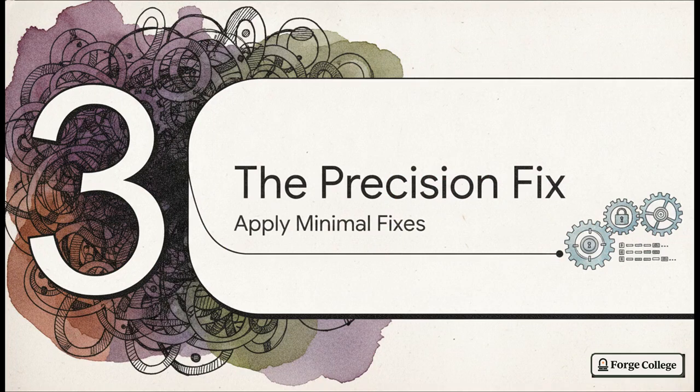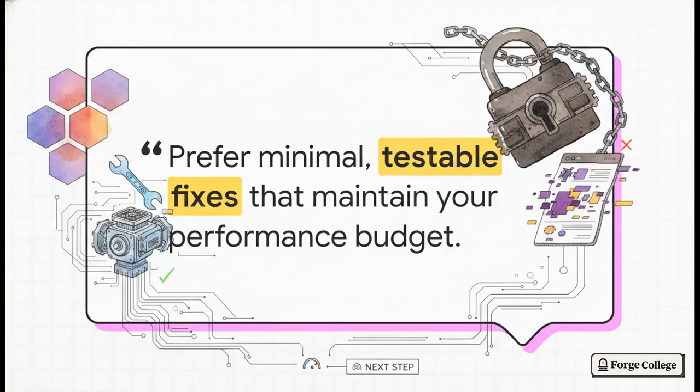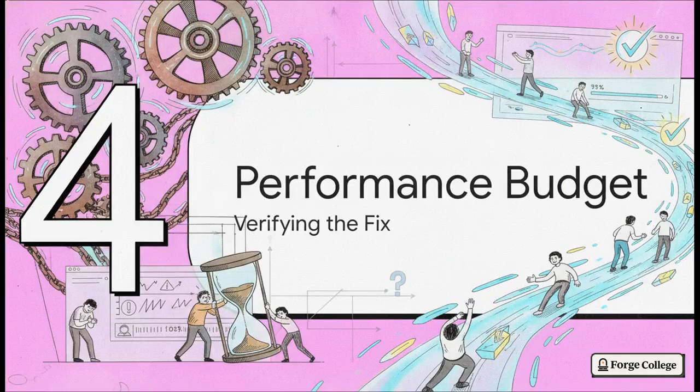Section 3. The precision fix. Now, when you find a bug like this, you have to resist the urge to just rewrite the entire engine. Don't do it. The golden rule here is to prefer minimal, testable fixes that maintain your performance budget. You want to apply the absolute smallest possible patch that repairs the engine without destroying its fuel efficiency. This could be something like adding an optimistic locking field to your account state, or even simply enforcing a deterministic client-side ordering by sorting instructions before you send them. A massive, overly complex locking mechanism might prevent the race condition, sure, but it might also make your dApp completely unusable for your users.